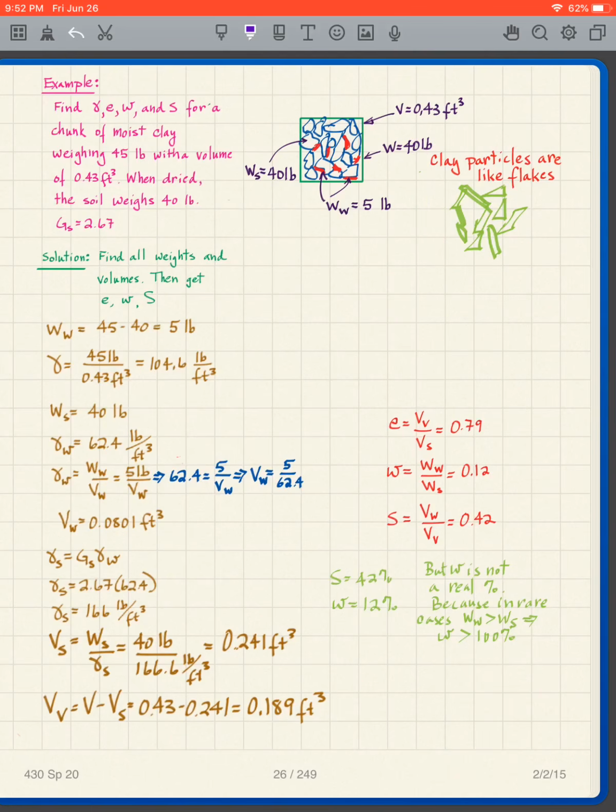So it ends up being very important. They're flaky and rubbery, and they bend and flex. They're not like little rocks. Gravel particles are little rocks. They're hard. They don't bend. Sand particles are basically little rocks. They don't bend. They don't do any of that.